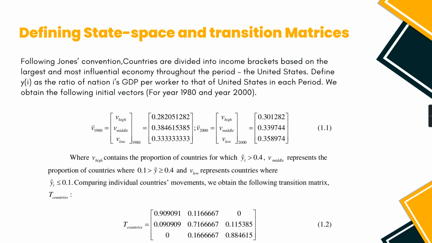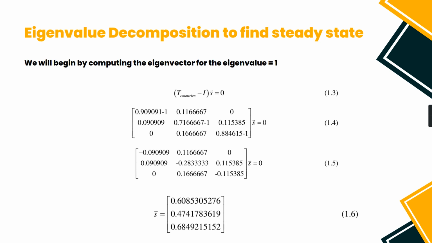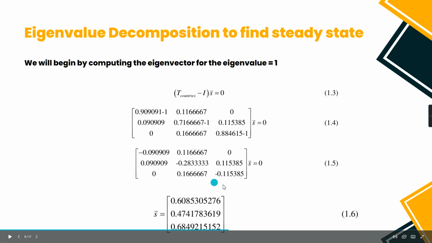Then, using the data, the state space vectors for 1980 and 2000 were found. And then by comparing the evolution of individual countries, the transition matrix was determined, and we can see all the three values. So now, as mentioned before, we calculated the steady state of the transition matrix by calculating the eigenvector corresponding to the eigenvalue of 1, and as evident in this equation, the vector obtained was this.